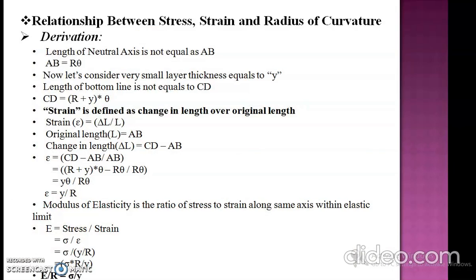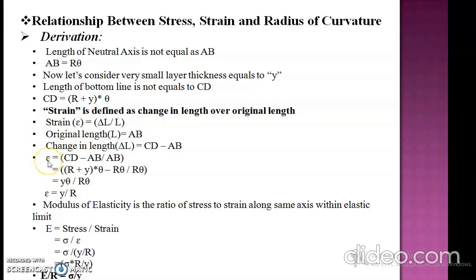Now we have to identify the relation between stress, strain and radius of curvature. What is strain? Strain is defined as the ratio of the change in length over the original length. Here we denote strain by epsilon equal to delta L by L. Delta L is the change in length, equal to CD minus AB, and the original length L is equal to AB.